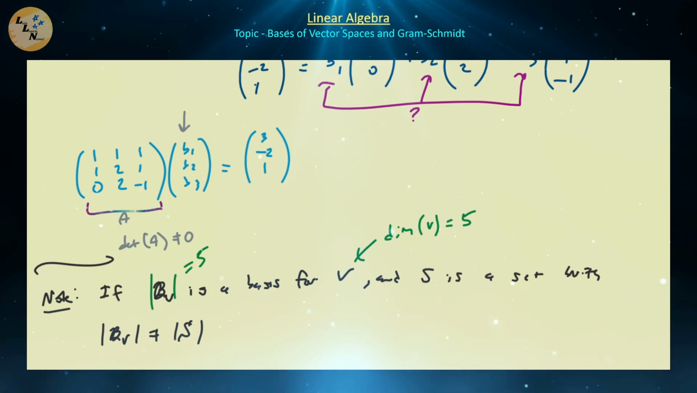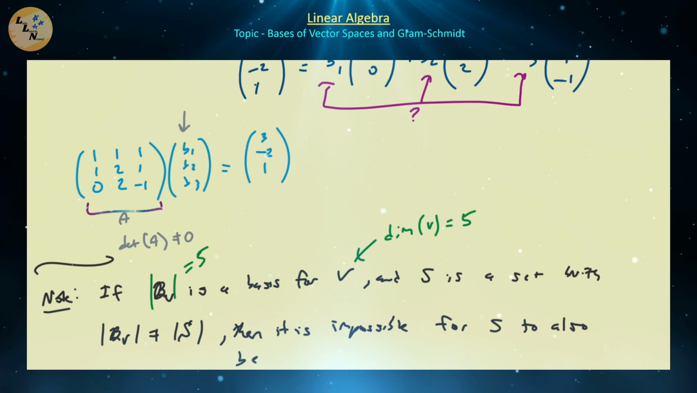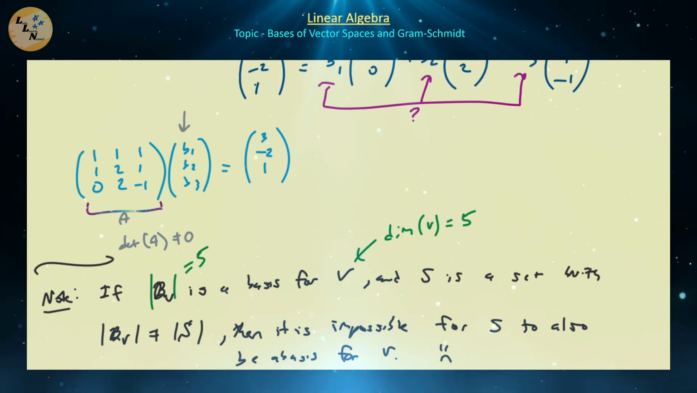So one should be able to prove, at least in terms of logic, that if B_V is a basis for V and S is a set with a different number of vectors than B_V, then it is impossible for S to also be a basis for V. Now, does it work the other way around? The answer is, of course, no.